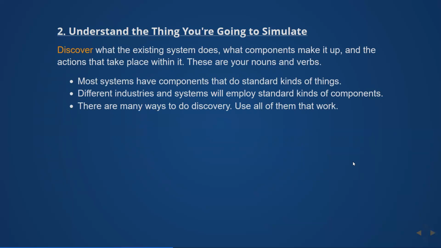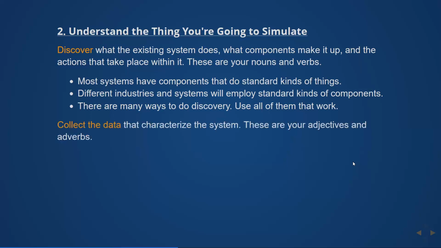Most systems have components that do standard things. You have inputs, you have outputs, you can call them entries and exits. You have processes, you have queues, you have holding areas, they might be bags, that kind of thing. Different industries and systems within those standard things will include processes and machines and equipment and infrastructure to support all those crazy things. There are a lot of ways to do all this. Use all of them that make sense for the situation.